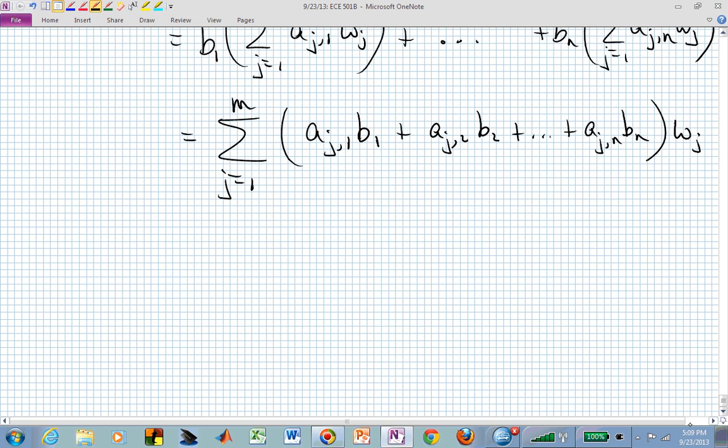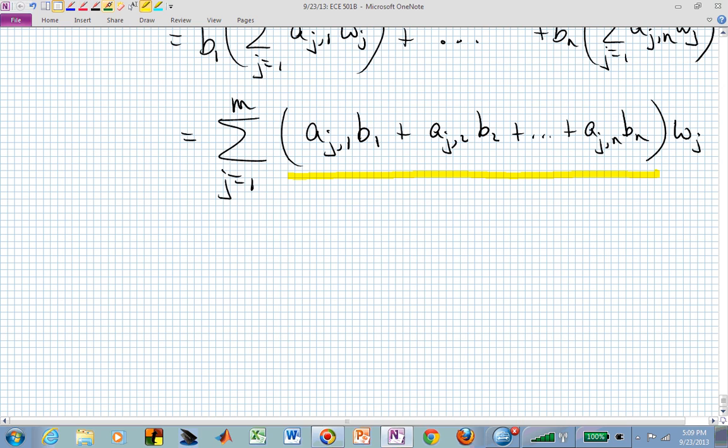But now this entire piece right here is the expansion coefficient for the wj basis vector. So if I wanted the expansion coefficient in a column vector associated with each of these output basis vectors, if I wanted the first one, I would just say, oh, that's a sub 1,1 b1 plus a sub 1,2 b2, etc.